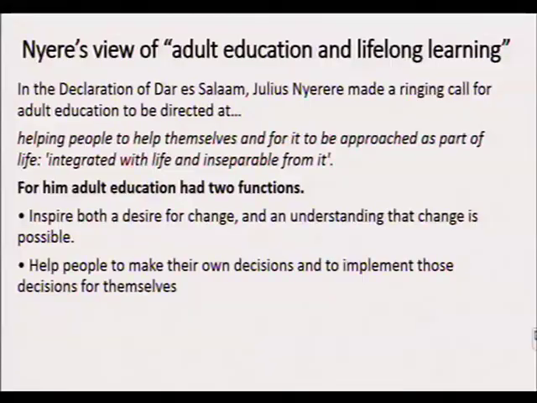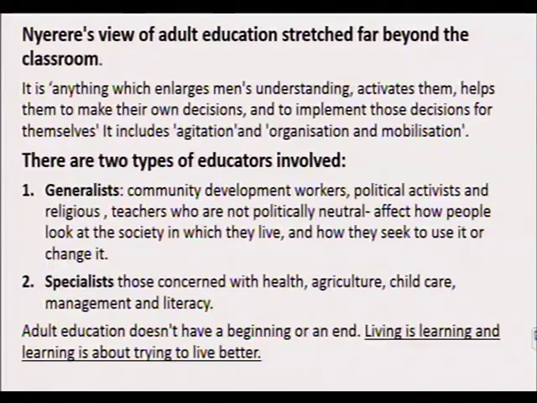For Julius Nyerere, education had two functions: to inspire both a desire for change and an understanding that change is possible, and also to help people make their own decisions and implement these decisions for themselves. His view of adult education stretched much further than the classroom. He saw it as anything that enlarges men's understanding, activates them, could help them to make their own decisions and to implement those decisions for themselves. It also included agitation and organization and mobilization.